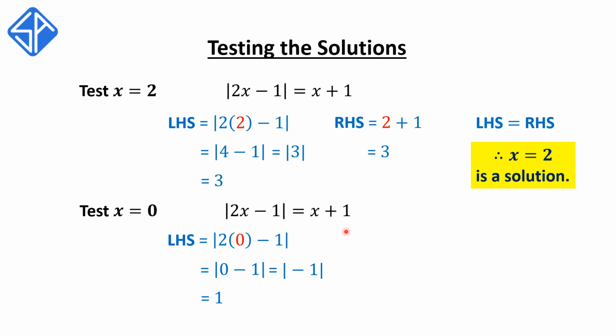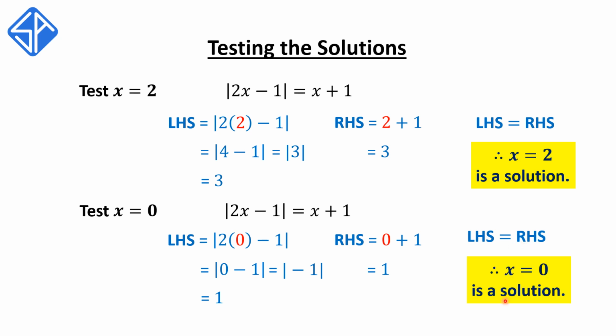For the right-hand side, we're also going to sub x is equal to 0 into it. So we're going to get 0 plus 1, which is 1. So both the left and the right-hand side are the same again, which is equal to 1. So we've got left-hand side is equal to right-hand side. So we can conclude that x is equal to 0 is a solution. So for this equation, we have got two solutions, x is equal to 0 and x is equal to 2.